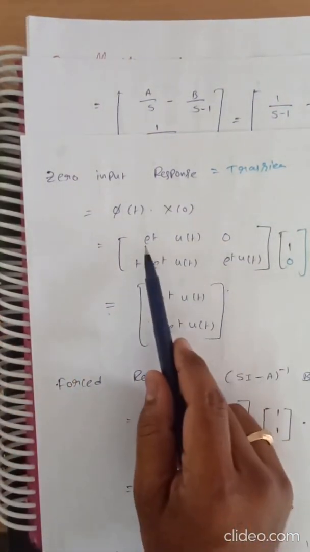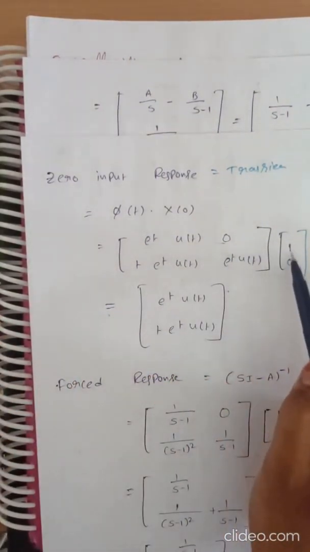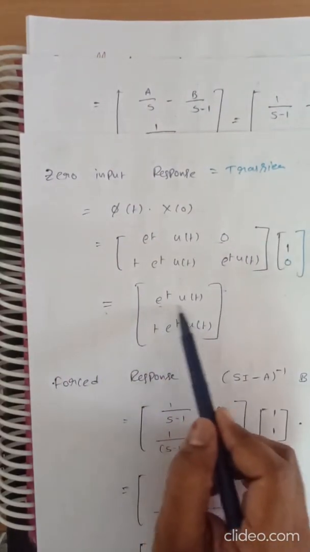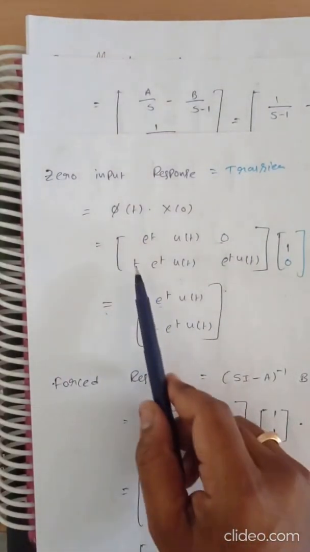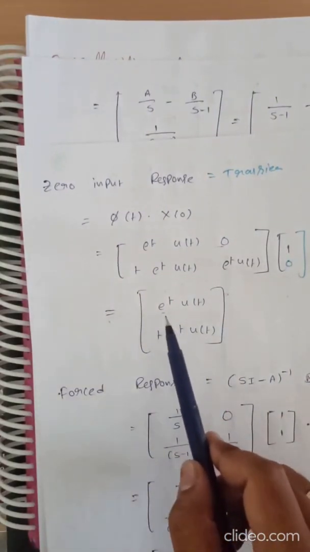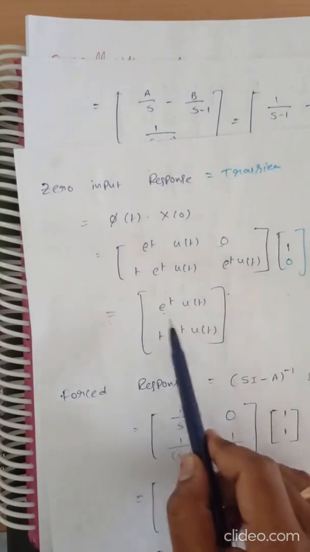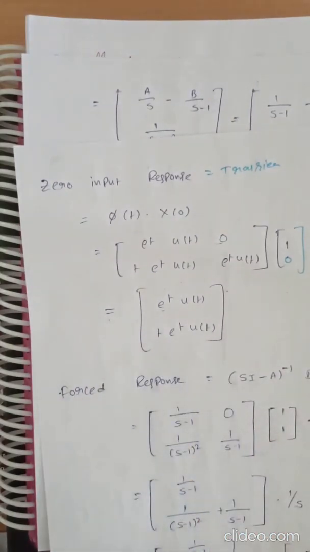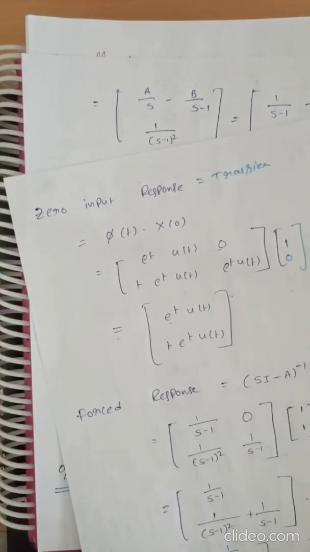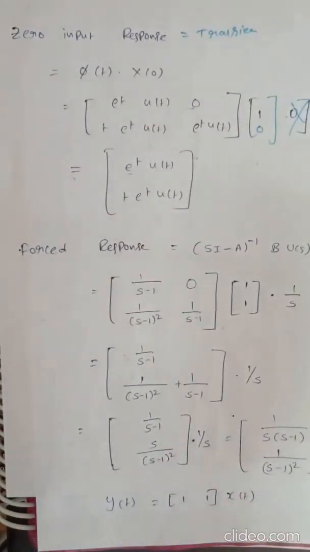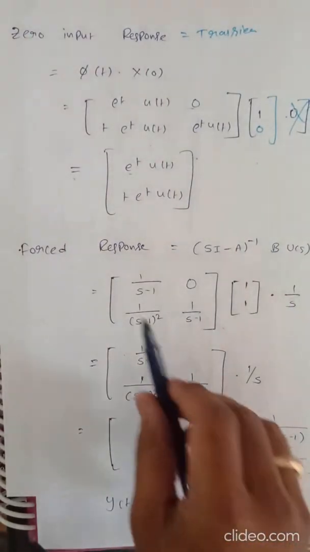[1 0] multiplied with this one: e power t into u of t into 1 0 into 0. You will receive e power t into u of t, and multiplying this, the final zero input response was e power t into u of t and t into e power t into u of t. కానీ టైమ్ డొమైన్ ఈక్వేషన్ ఒక పాలినామియల్ కదా మనకు రావాలి. సో అది ఎలాగో చూద్దాం. టైమ్ డొమైన్ ఈక్వేషన్ అంటే మనకు ఒక పాలినామియల్ రావాలి, అదేంటో చూద్దాం.